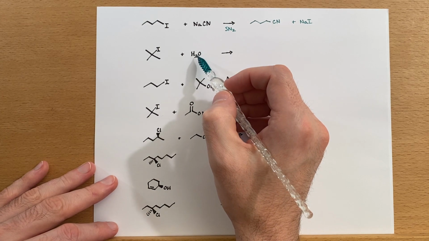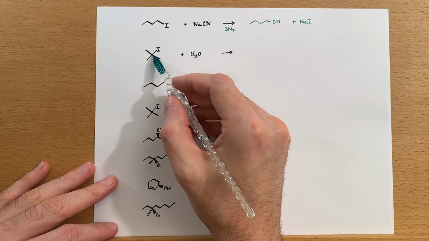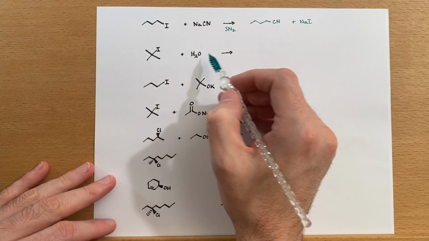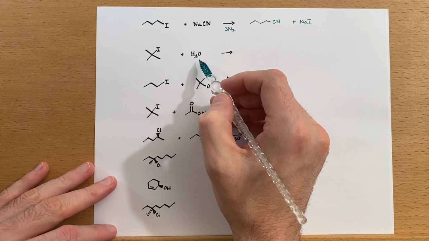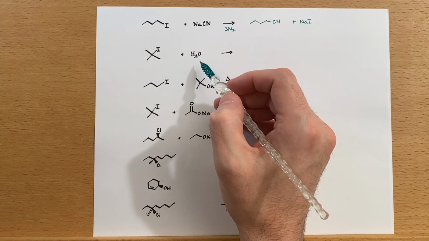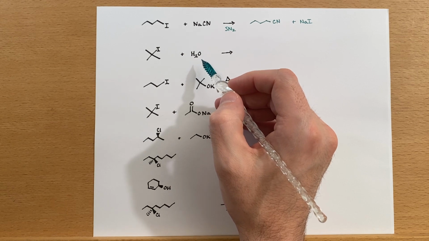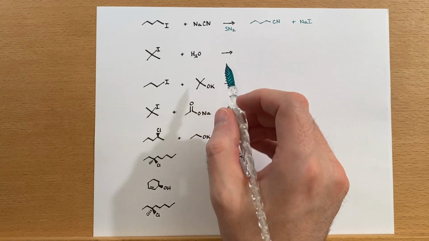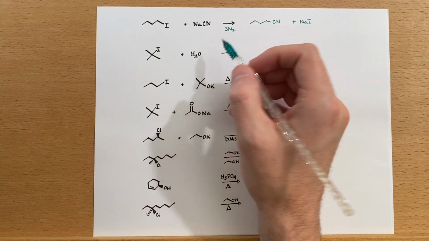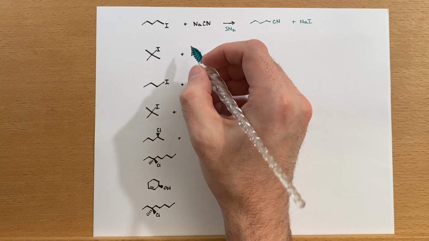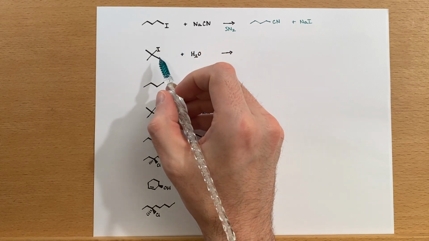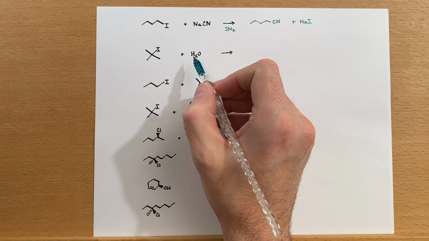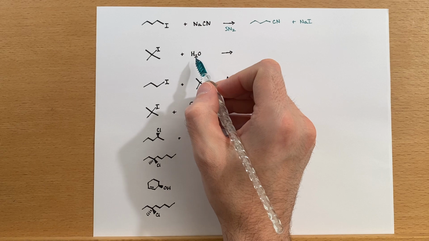Next, let's look at this one. Here we have a tertiary carbon, and we have a weak everything. This is water. It's not a particularly strong nucleophile. It's not a strong base or an acid for that matter. So it's just kind of very middle of the road. It's water. It's not that strong either direction. So now we have to decide, is this going to be an elimination reaction or a substitution reaction?